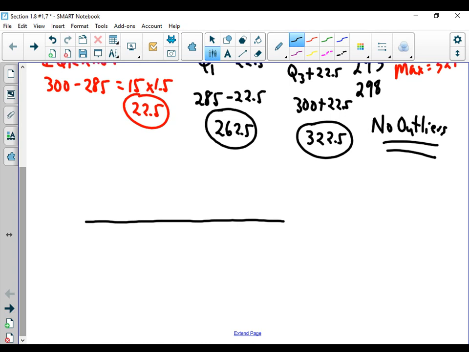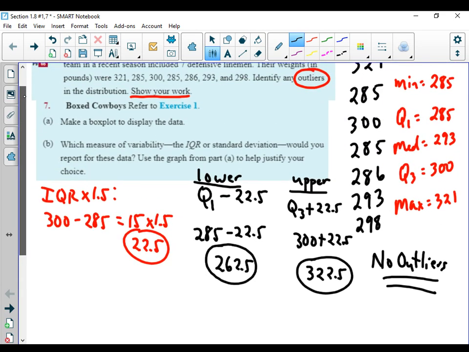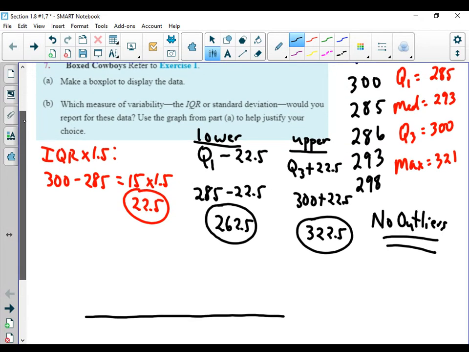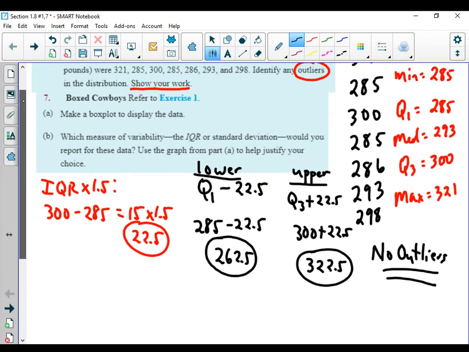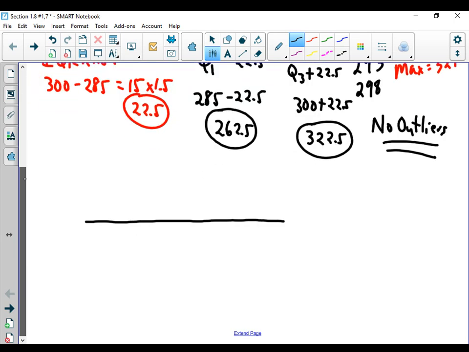And when I do my number line, it's okay to start with the smallest value if you want to. You don't have to start with 0 all the time or anything like that. So if I'm going from 285 to 321, again, that's 36. I might go by, well, I'm going to go by 3. Yeah, I'll go by 5. So I'm going to start at 285, and I'll go by 5.